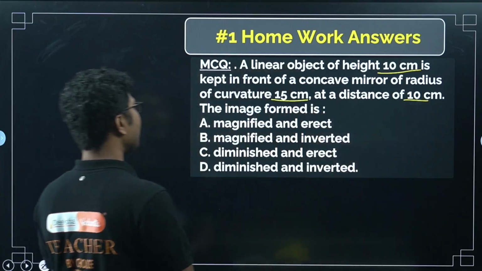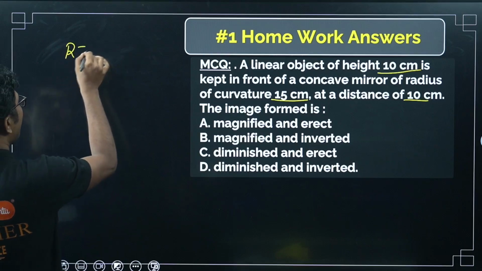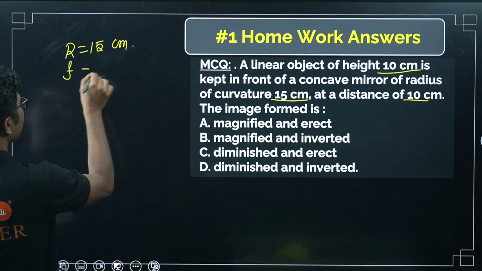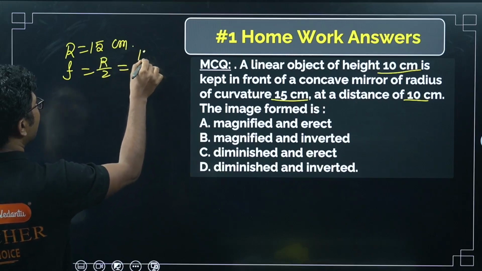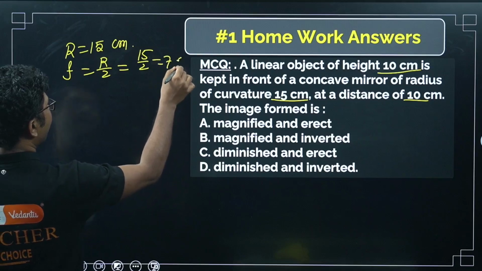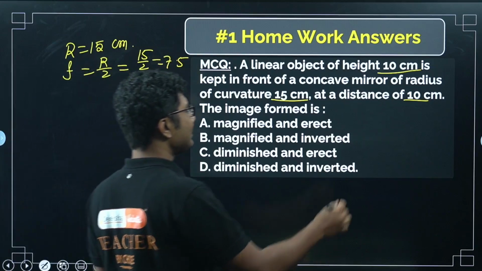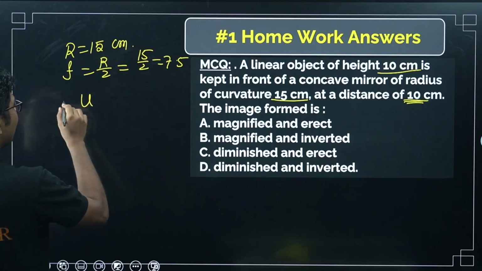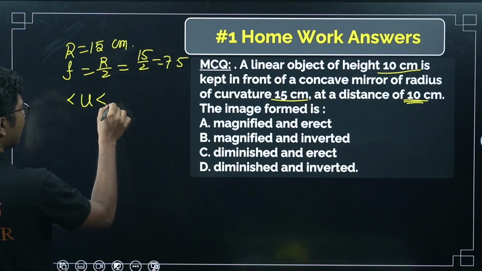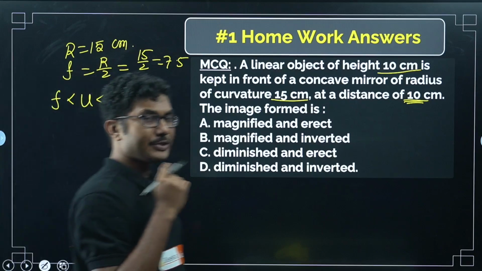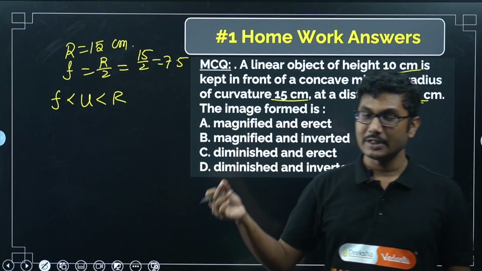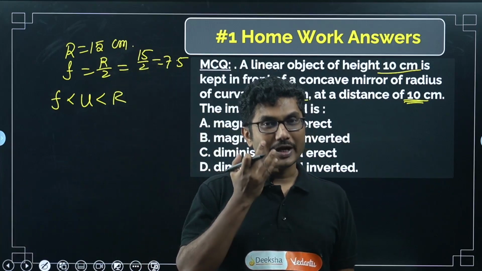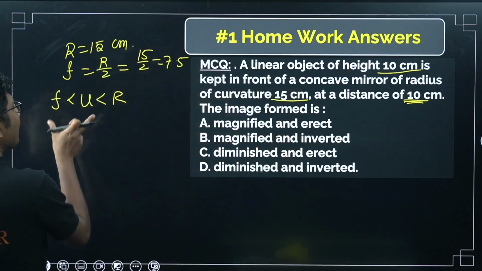The radius of curvature, R, is given as 15 cm. So what is the focal length? Focal length is R by 2, that is 15 by 2, that is 7.5. The object is at a distance of 10 cm, so the object distance is less than R and greater than F. If the object is at F, we know the image is formed at infinite distance. If it is less than F, then the image is virtual and magnified. What will happen if the object is between F and R?